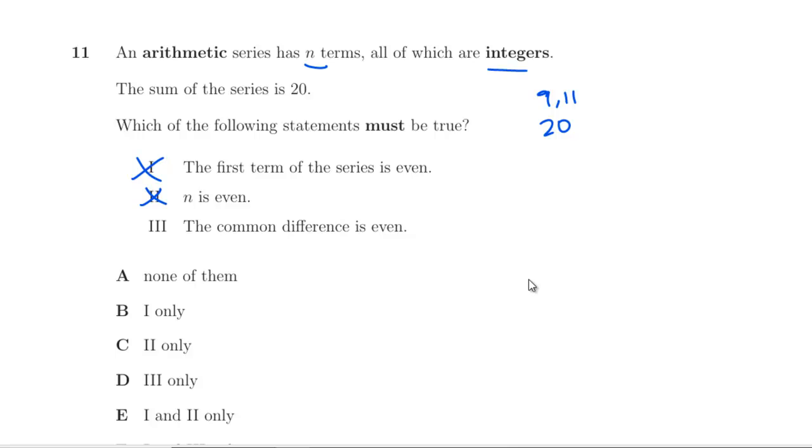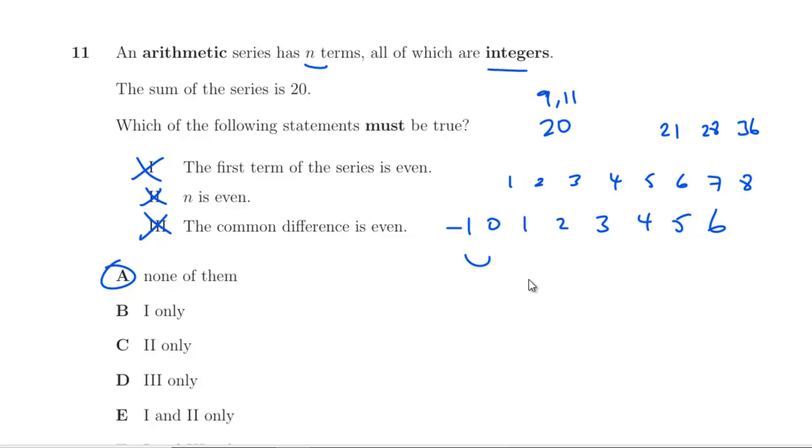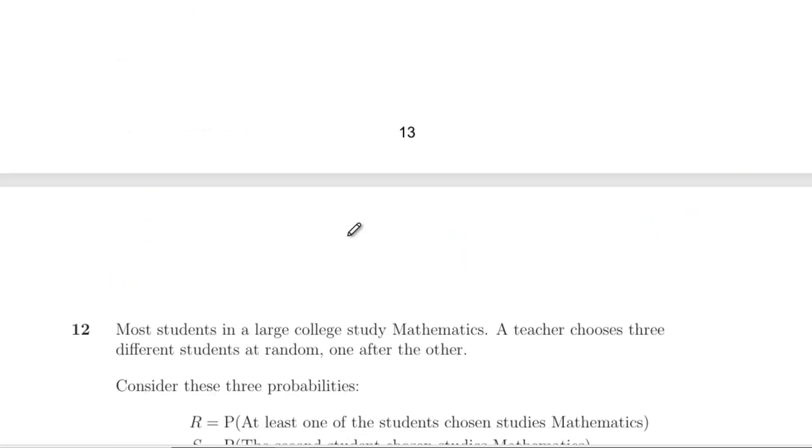The common difference is even. So I don't know, what if we went up in ones? 1, 2, 3, 4, 5, 6. That's gone 21 though, isn't it? 6, 7. Maybe I might be able to shift these down. So go 28, but you'd have to shift it down to 21. Put an 8 on, 36. Yeah, that'd work. Move it down 2. Start at minus 1, 0, 1, 2, 3, 4, 5, 6. 21 minus 1. Difference is 1 and they are 20. So that doesn't work either. So 11 is A. Okay.